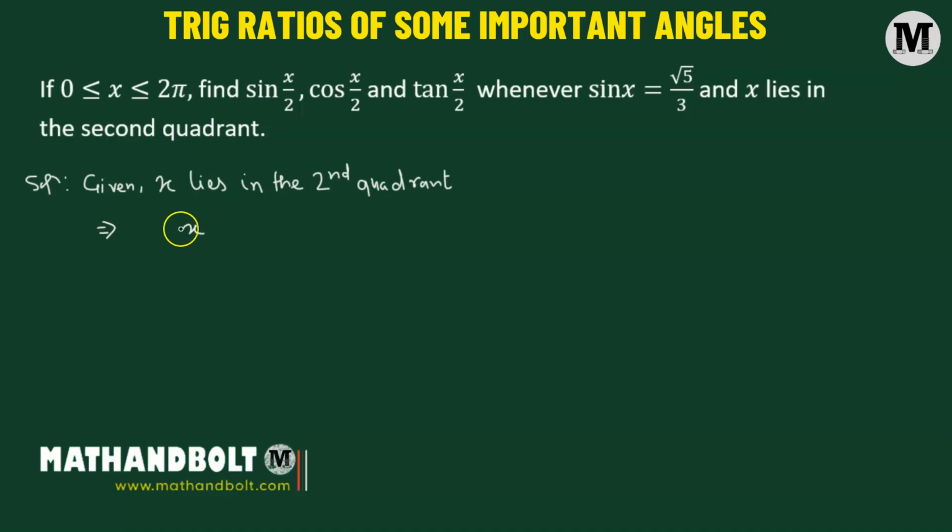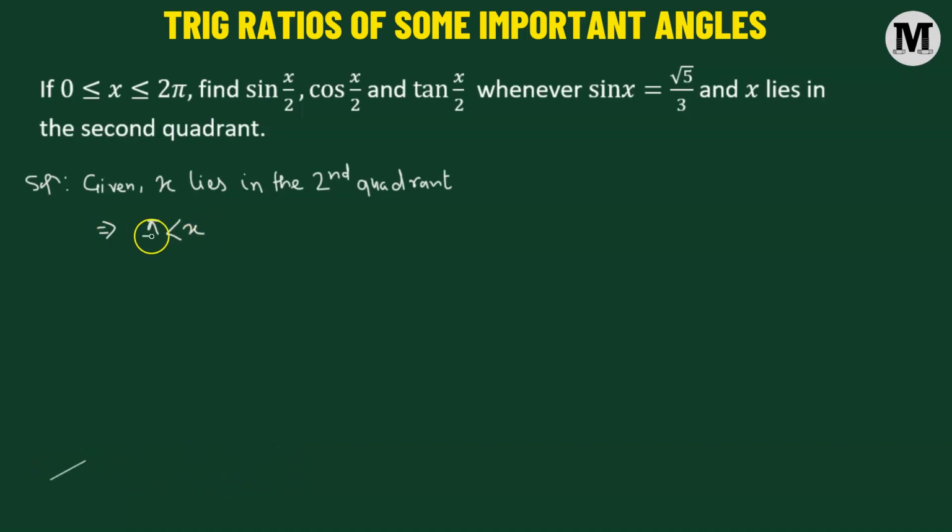Now, we'll start with the condition that x lies in the second quadrant, which means that our value of x is going to lie between pi over 2 radians and pi radians. Now, we'll divide throughout by 2. That gives us pi over 4 less than x over 2 less than or equal to pi over 2. Now what we see here is that x over 2 is lying between 45 degrees and 90 degrees, which means that x over 2 lies in the first quadrant.